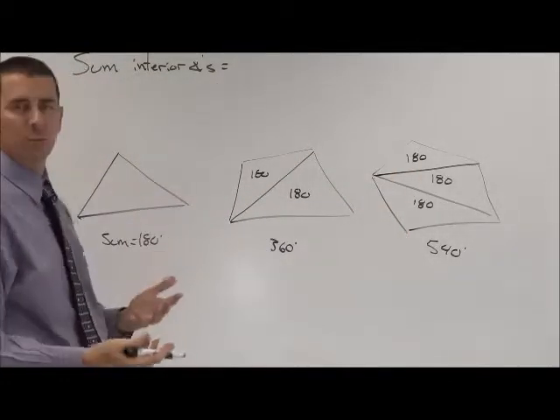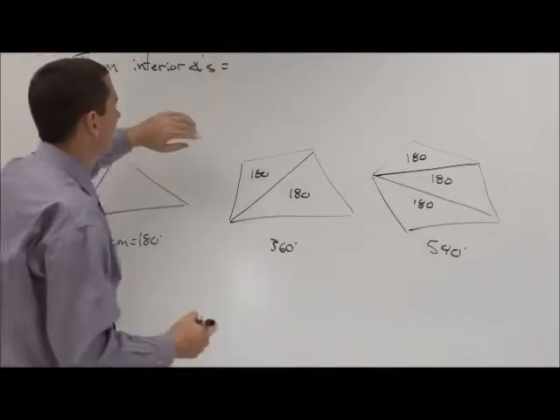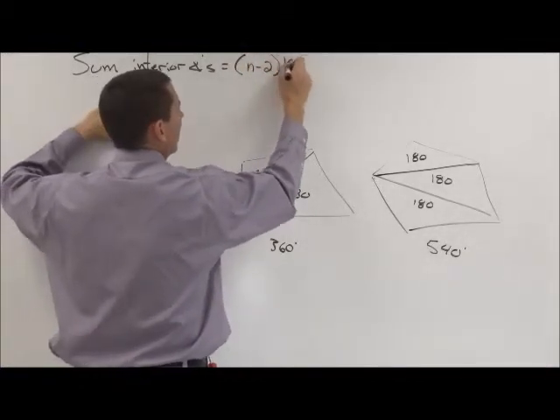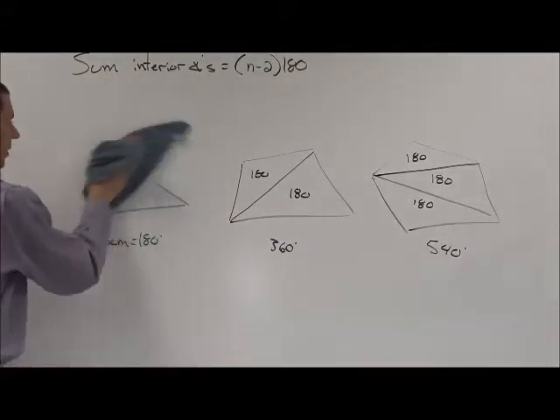And we noticed the number of triangles is always 2 less than the number of sides. And that's where we got this formula, n minus 2 times 180, n being the number of sides.